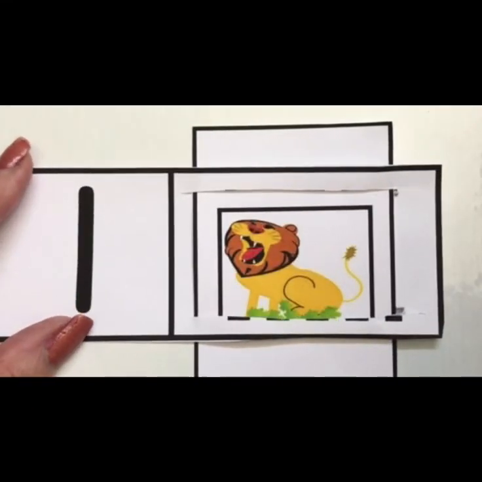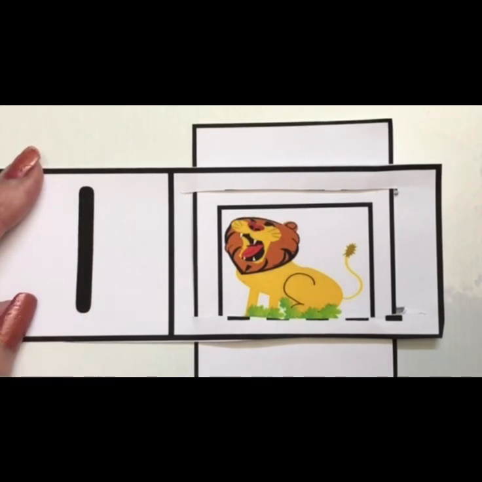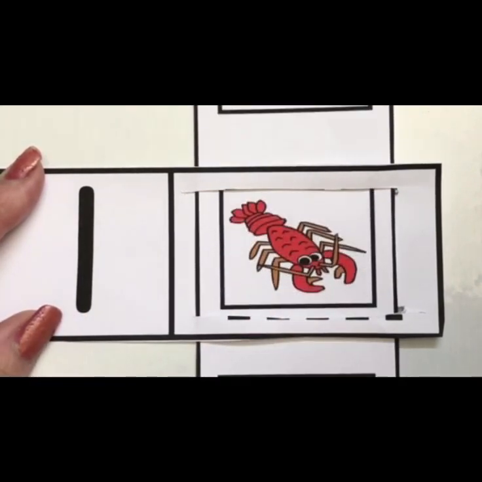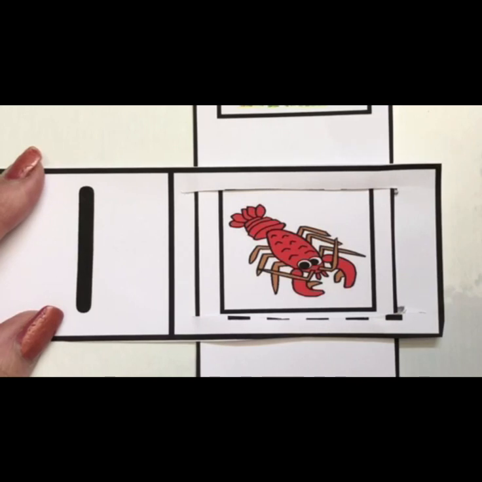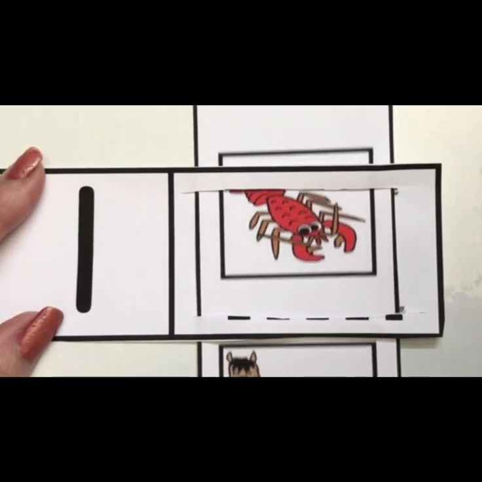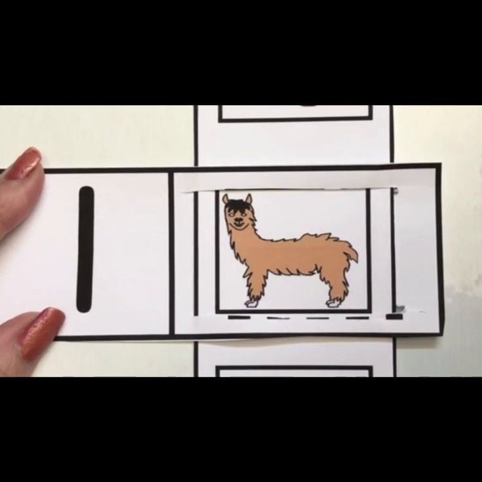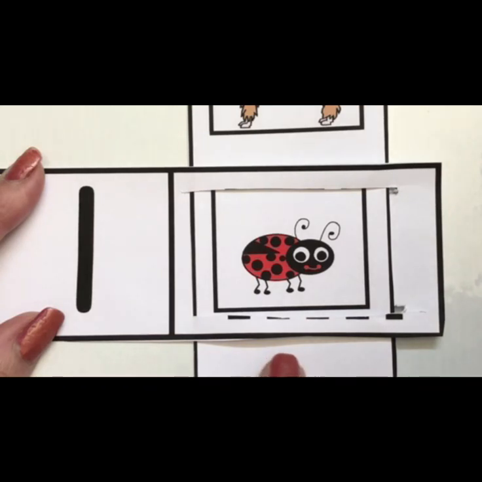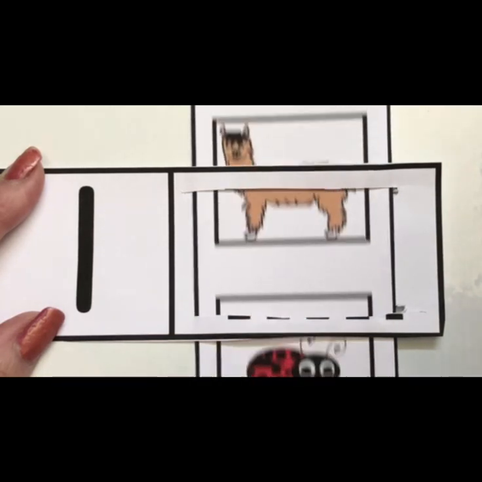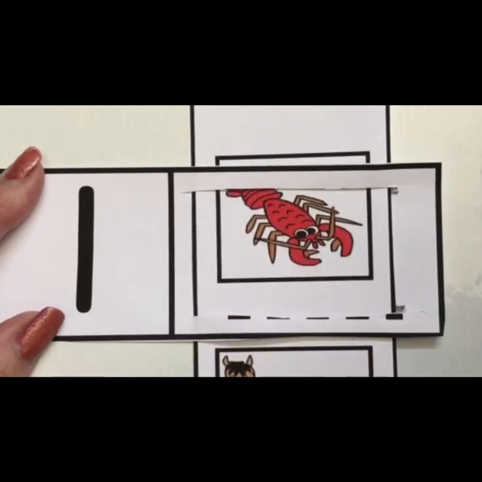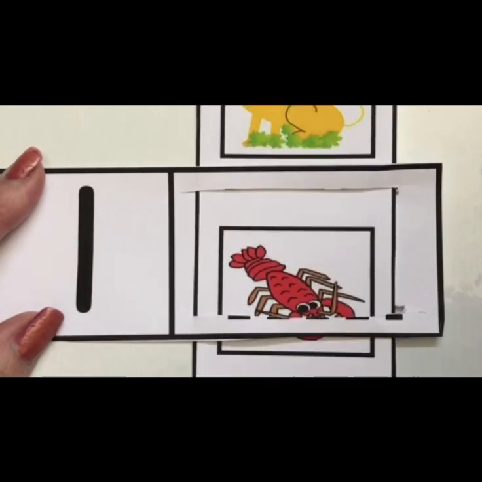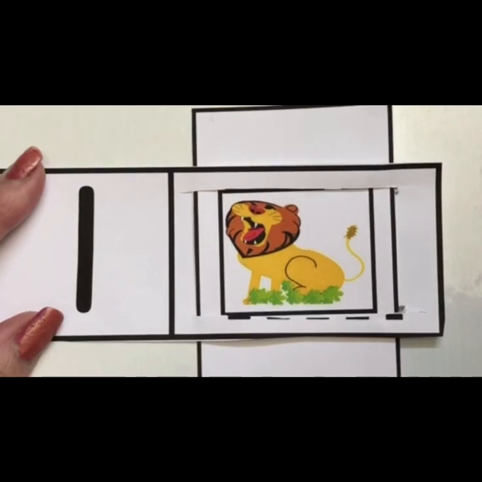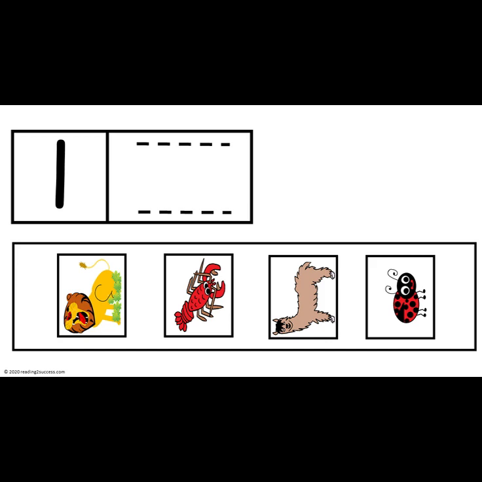This is our slide letter picture card. L is for lion. L is for lobster. L is for llama. And L is for ladybug. L, ladybug. L, llama. L, lobster. L, lion.